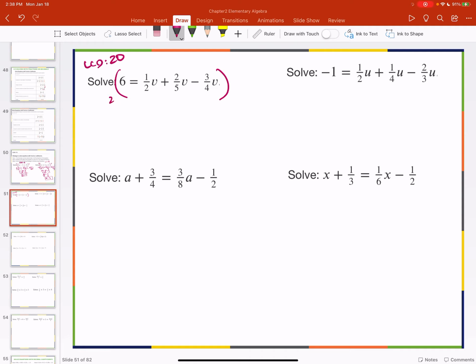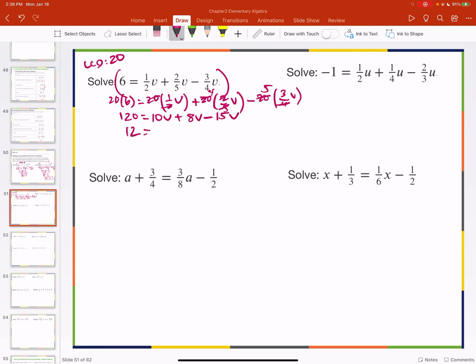Okay, so I'm doing 20 times 6 is equal to 20 times 1/2 v plus 20 times 2/5 v minus 20 times 3/4 v. Okay, so this becomes 120, and this goes here, 10v plus, and then 5 goes into 20, 4 times 2 is 8v minus, and then 4 goes into 20, 5 times 3 is 15v. Then simplifying the right-hand side, we have 18 minus 15, which is 3v, and then divide by 3, and we get 4 is equal to v, or v is equal to 4.